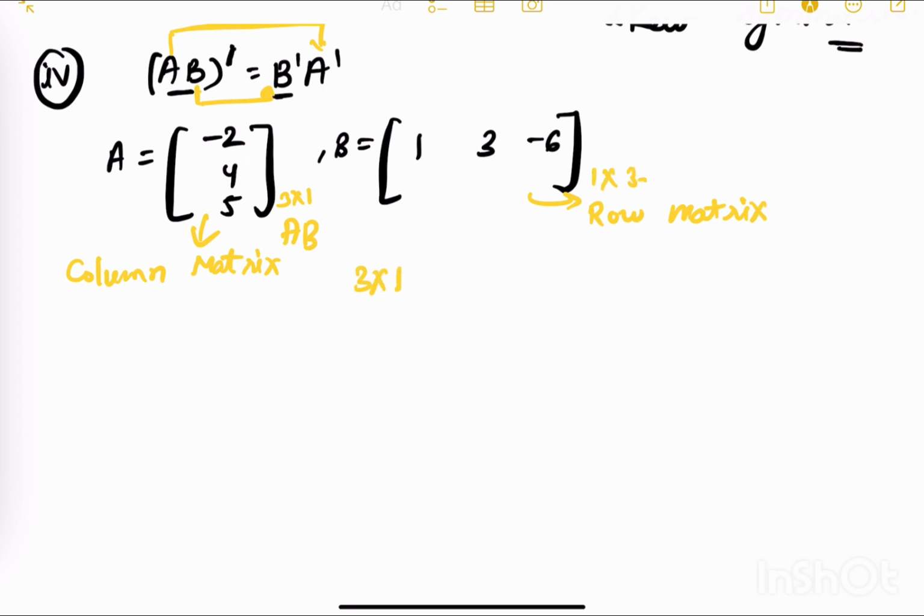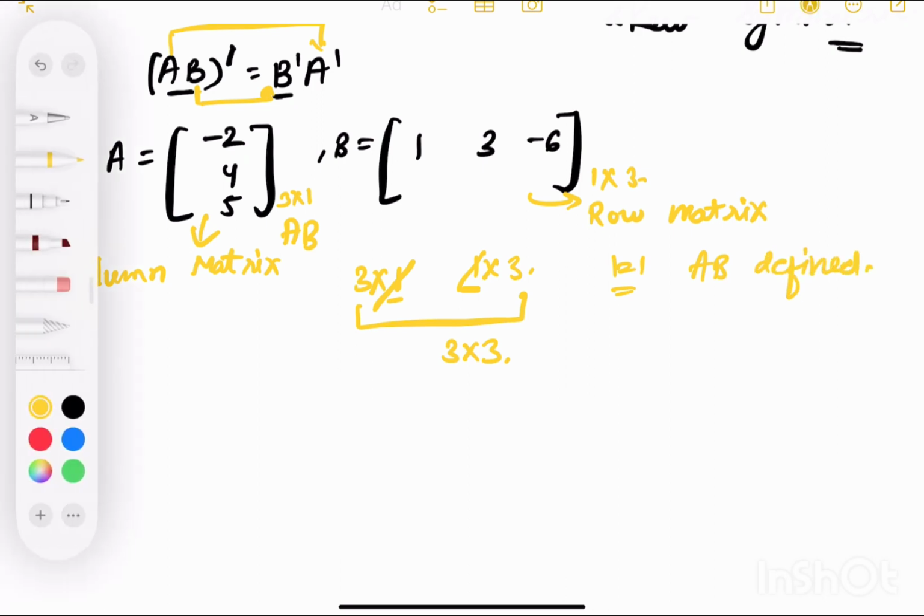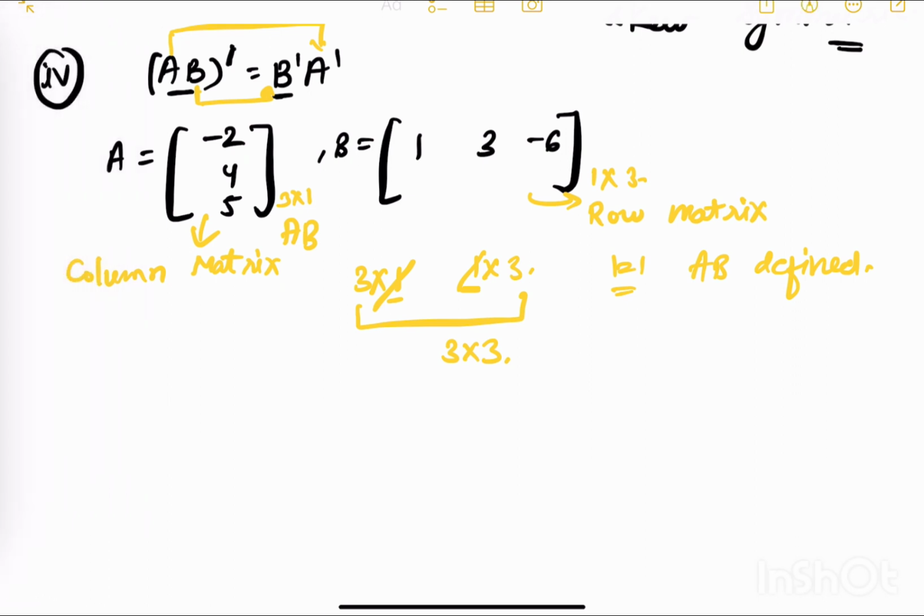Now to check whether my product is defined or not, you just check the last number of my first matrix and the first number of my last matrix. We ignore these two, so my resultant will be 3 cross 3. Now because 1 is equal to 1, my AB is defined. Okay, so now what we have to do, we have to find the product AB. So we will just simply write it side by side.